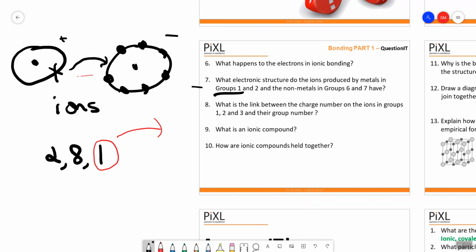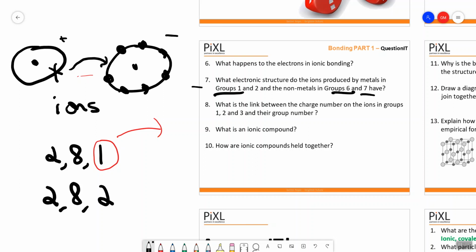Group 2, what could the electronic structure of something in group 2 be? Well, let's have 2 electrons in the first shell, and might have 8 in the next. How many is it going to have in the next? Well, it could be 8. If it's not 8, it's going to be 2, it's in group 2. And it's the same for group 6 and 7. Group 6 will have 6 electrons in the outside shell, group 7 would have 7 electrons.